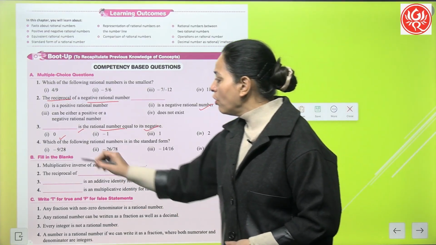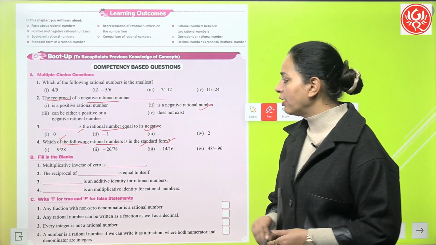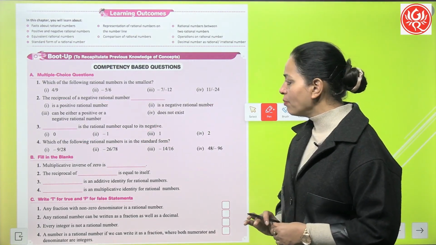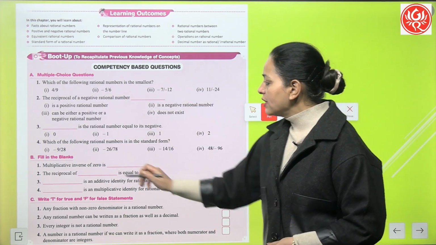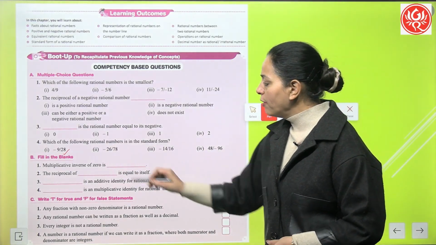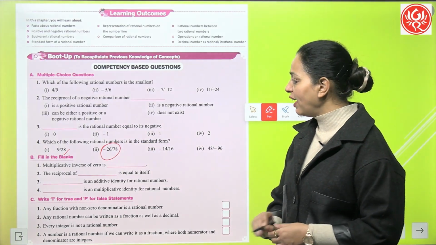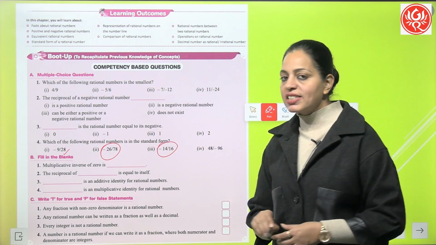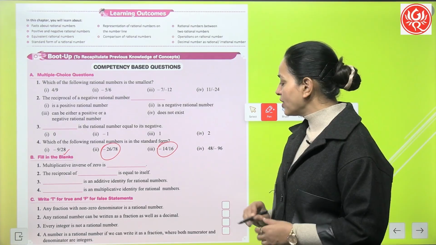The fourth one, which of the following rational numbers is in the standard form? So standard form means lowest term. See here which one is in the standard form. See, minus 9 by 28, we can't cut it further. 26 upon 78, we can cancel this. This is not in the standard form. Minus 14 by 16, we can cancel this also by 2. This is not the standard form.